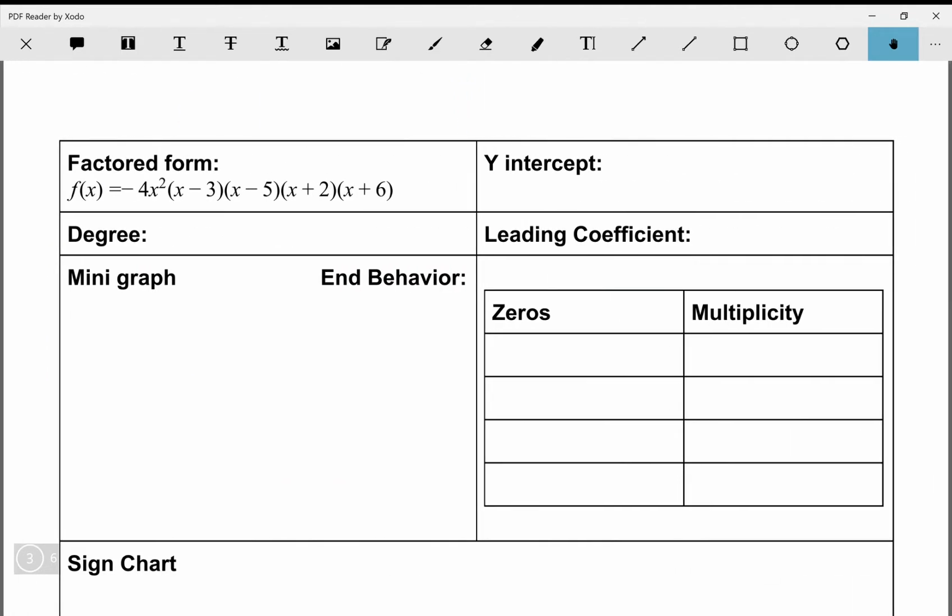Okay, last one that we're sketching. So Y-intercept, oh, this one's nice. I have this x squared out here, so that means my Y-intercept is going to be (0, 0). If you don't believe me, go ahead and plug that in.